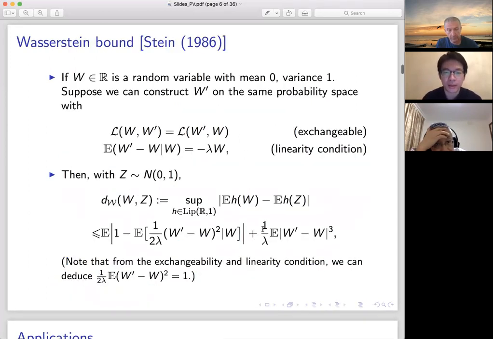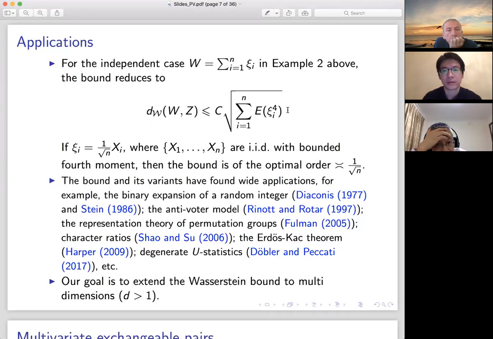Another remark about constants is that I'm using 1 here. These ones can be made smaller. So for simplicity, I just replace it by 1. So now the general bound reduces to this one for sums of independent random variables.